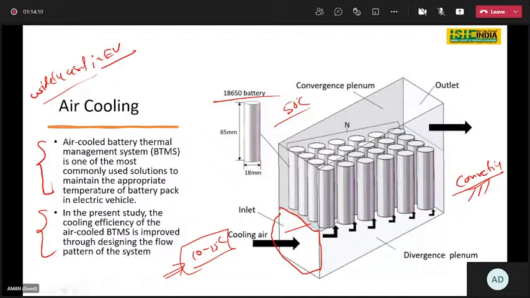You can also call this air cooling, where the air is provided at a very high velocity. It is quite efficient, but it is not popular, and some engineers are working on it. You can improve the efficiency of this air cooling system through designing the flow pattern and the system. So you are basically improving this particular system.